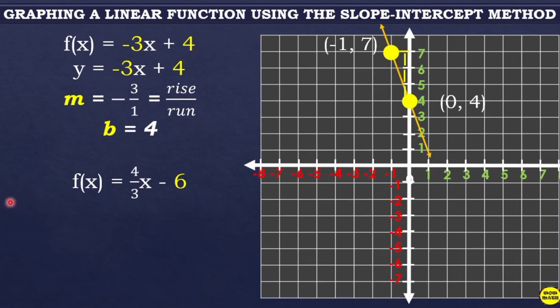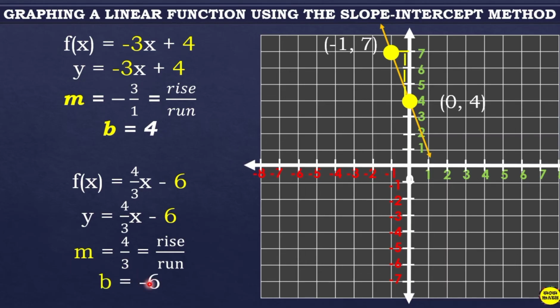Next, so I have here f of x is equal to 4/3 x minus 6, so 4 over 3x minus 6. So, we can rewrite this as y is equal to 4/3 x minus 6. So, our m here is 4/3. So, this is our rise, this is our run. Your b, or yung y-intercept natin is negative 6. So, dito na lang din natin i-graph. Okay? So, your b here is negative 6.